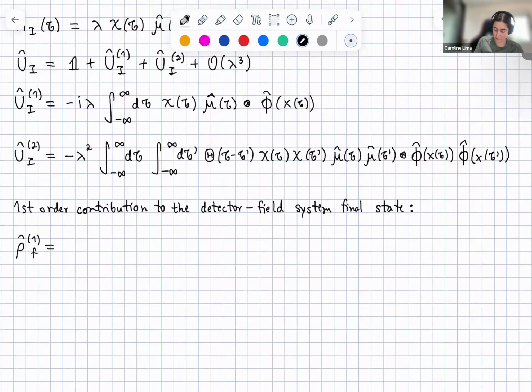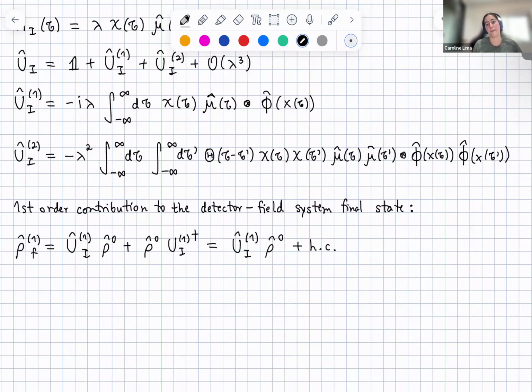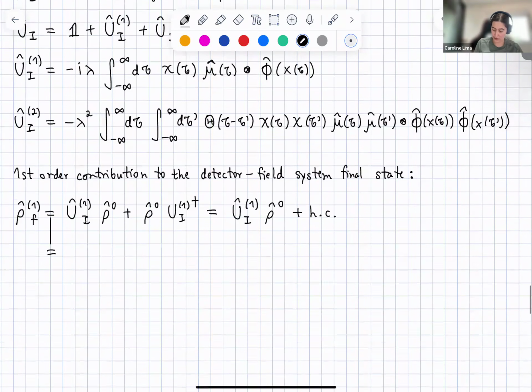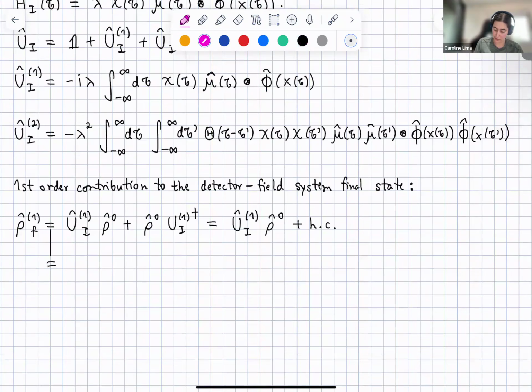Okay. So if you think about what we have here, it's going to be just this contribution as we were before, plus rho 0 U1 dagger, but we can also see that this is simply U1 acting on rho 0 plus the Hermitian conjugate of this, right? So I don't need to do both of them. So what this is gonna be, I'm just gonna write literally whatever I have here for U1.